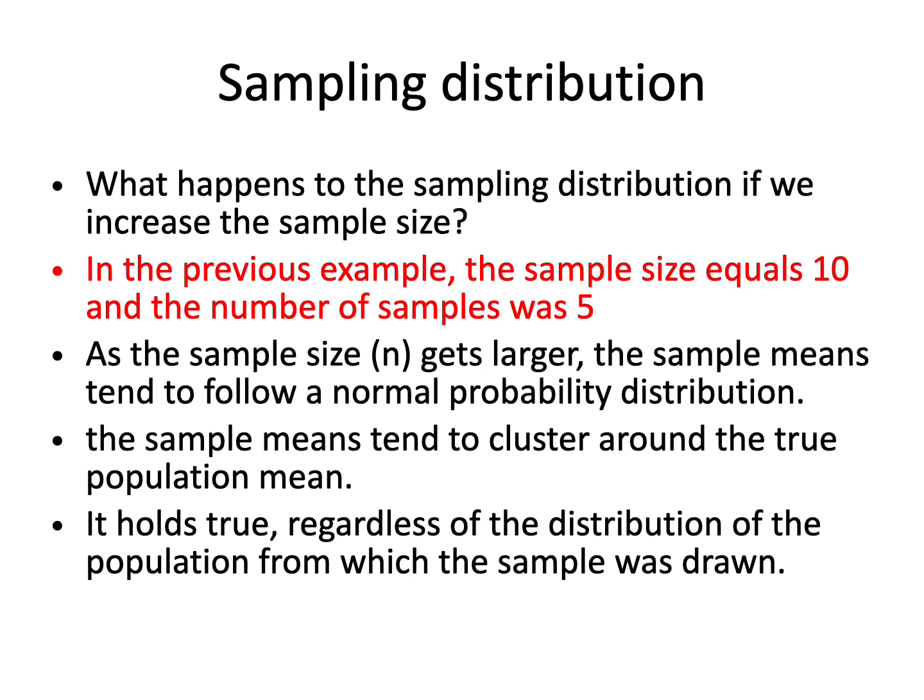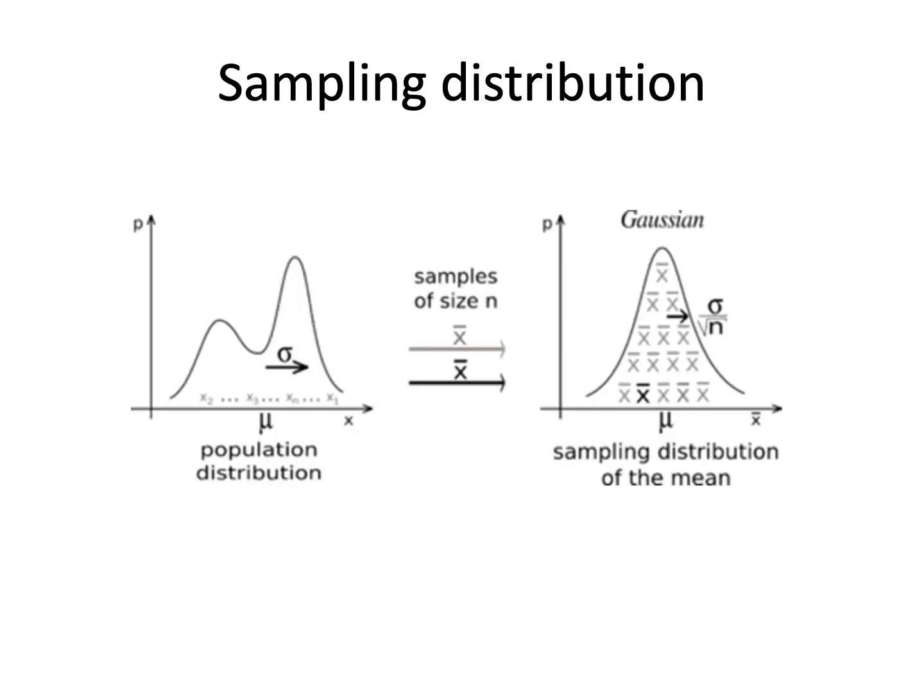It doesn't matter what the distribution of the population was. If we increase the sample size n, the sample means tend to follow the normal probability distribution. You can see here, this is the population distribution, and here is the sample of size n. If we increase this n, then the sampling distribution tends to look like this. The distribution of the sample mean follows a normal or Gaussian distribution when we increase the sample size.